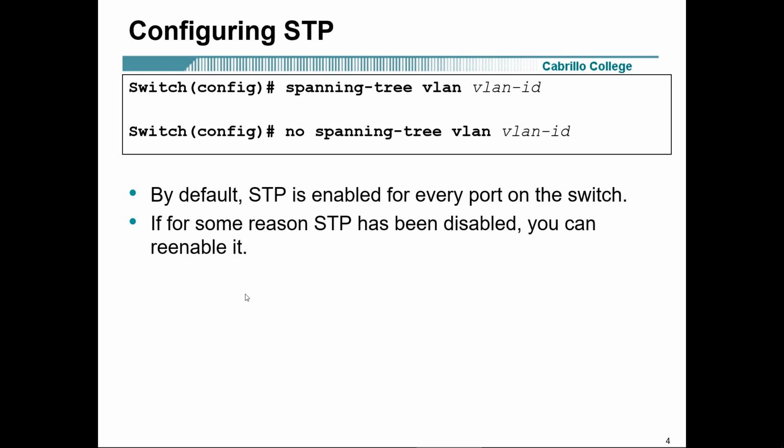So, how to turn on spanning tree per VLAN. By default, STP is enabled on every port on the switch. But if for some reason STP has been disabled, which has been fairly common in a lot of networks that I've reviewed, you can re-enable it. How we do that is globally. If you navigate to the global configuration on a switch, you can turn spanning tree on for an appropriate VLAN by spanning-tree vlan and an appropriate VLAN ID. If you want to turn it off, no spanning-tree vlan and that VLAN ID.